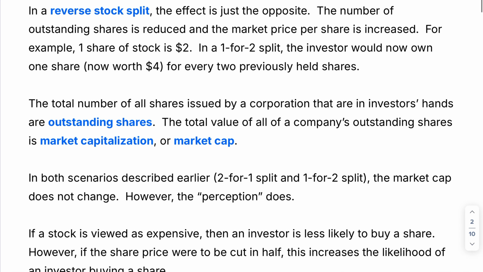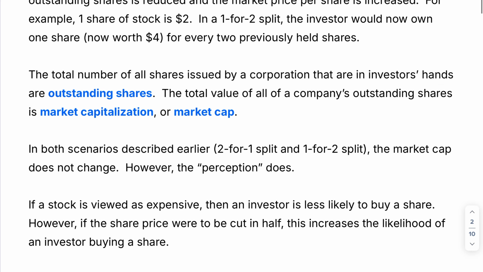Now, the total number of all shares issued by a corporation that are in investors' hands are called outstanding shares. The total value of all of a company's outstanding shares is called market capitalization, or market cap. So in both scenarios described earlier, the 2-for-1 split and the 1-for-2 split, the market cap does not change. However, what does change is the perception.